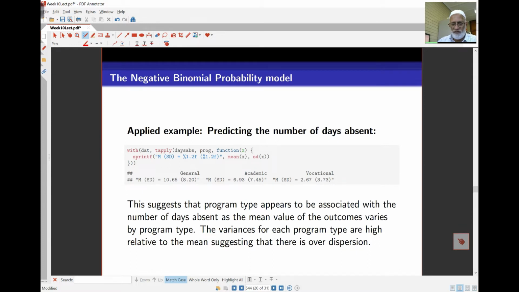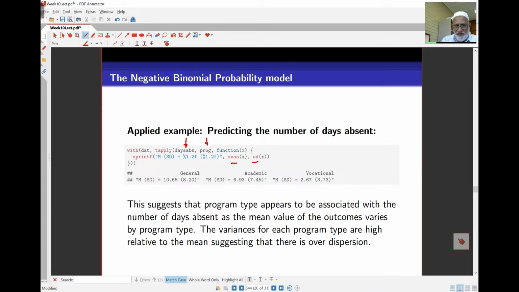And here are some summary statistics. Look at the code here. With tapply, we apply to days of absence the function given here, but this will be calculated by program type. The function here gives the mean and the standard deviation. And the first part gives the format that will be printed in.